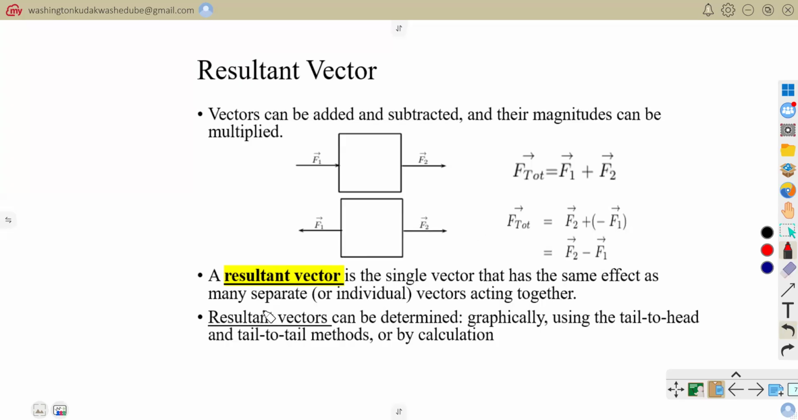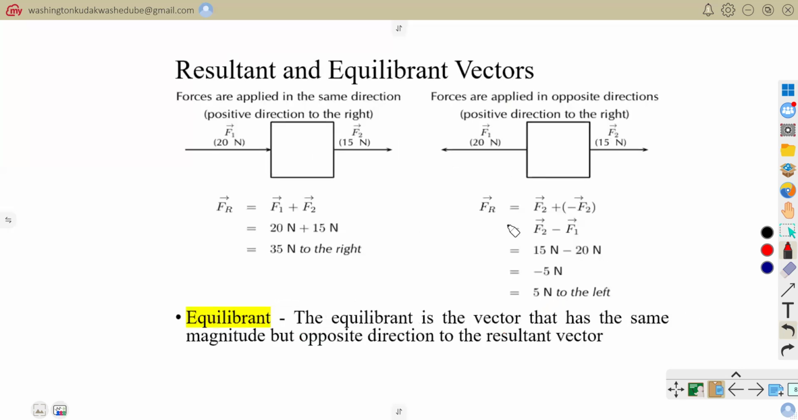So you would see that resultant vectors can be determined either graphically, using the tail to head or tail to tail methods, or else by calculation. Now let's see how you would actually calculate your resultant vector.